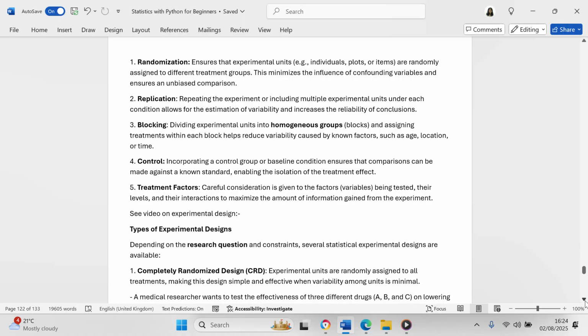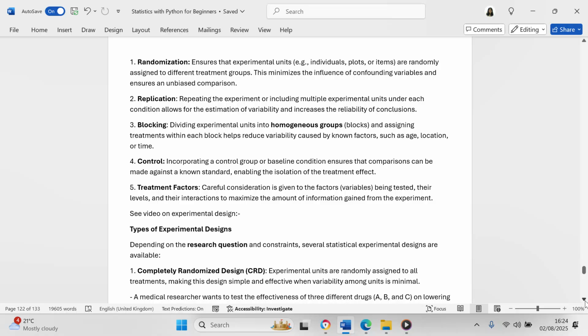3 is blocking. Dividing experimental units into homogeneous groups or blocks and assigning treatments within each group helps reduce variability caused by known factors such as age, location, or time. 4 is control. Incorporating a control group or baseline condition ensures that comparisons can be made against a known standard, enabling the isolation of the treatment effect.